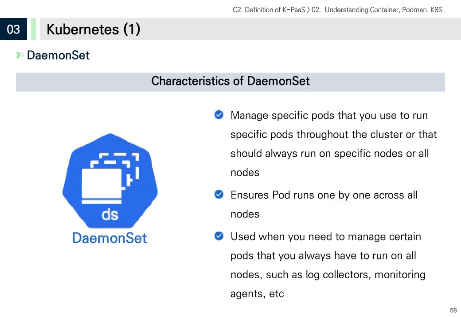A daemon set is used to run specific pods across a cluster, or to manage specific pods that need to run on a specific node, or on all nodes, at all times. It ensures that one pod runs on every node, and is used to manage specific pods that need to run on every node at all times, such as log collectors and monitoring agents.